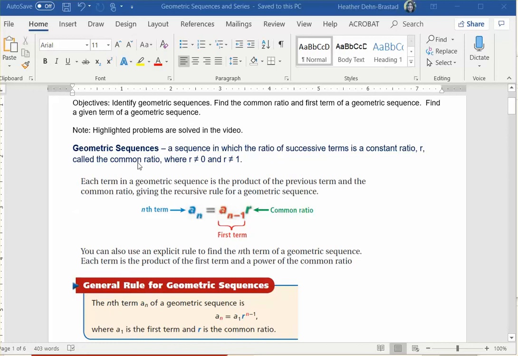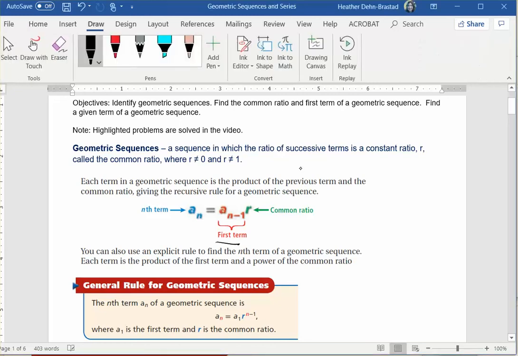A geometric sequence is a sequence in which the ratio of successive terms is a constant ratio, called the common ratio, and the common ratio can't be 0 or 1. And you can find the terms in a geometric sequence by taking the previous term and multiplying by that common ratio.